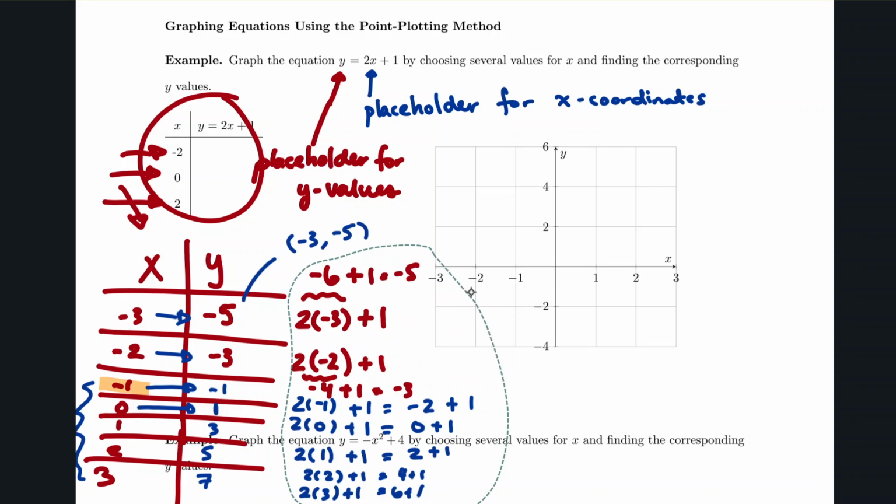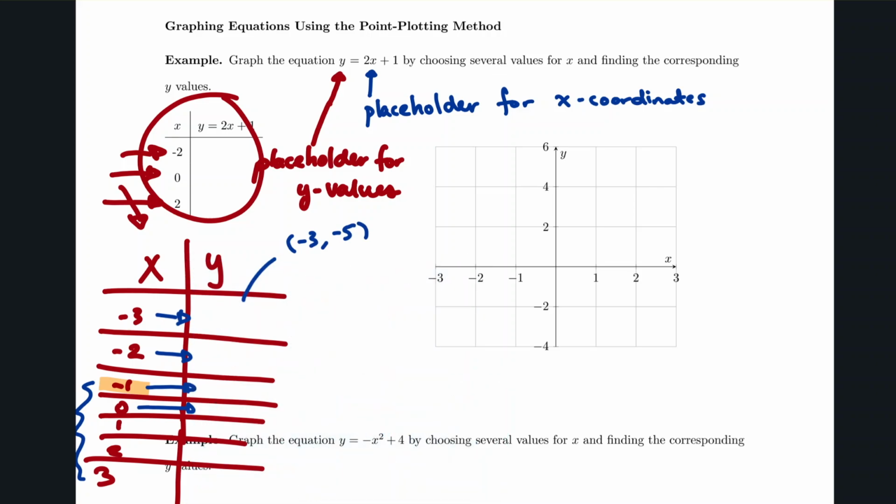This table, as I was saying, is just an efficient way to write out ordered pairs. So for instance, this negative 2, negative 3 represents the ordered pair negative 2, negative 3. Negative 1, negative 1 represents the ordered pair negative 1, negative 1. And you see the pattern. The x values of the table are the x coordinates. The y's are the y coordinates.